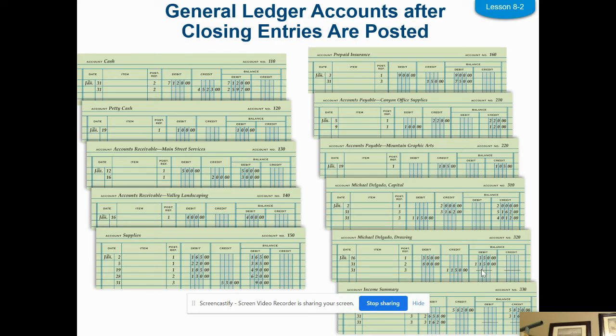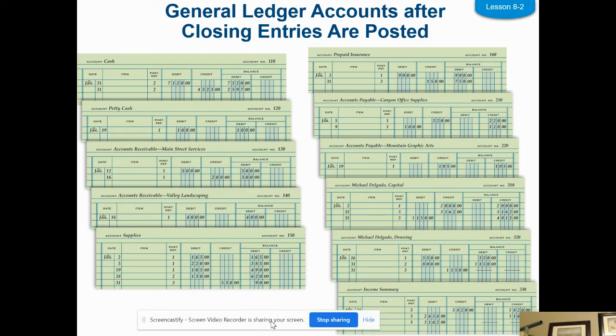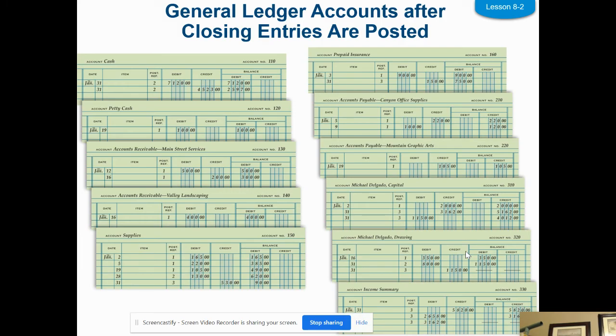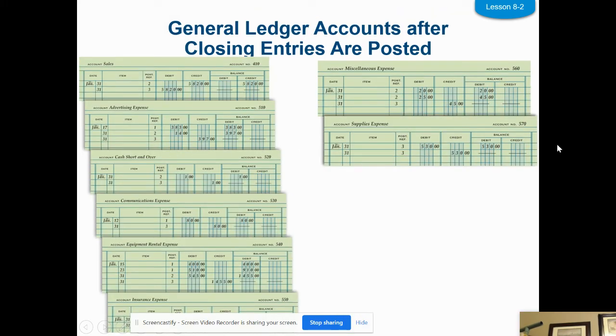Now notice how we've drawn double lines through the debit and credit areas on the ledger for all of the temporary accounts. So there's drawing, income summary ended up with 0, correct? Let's see. Here's my sales, my expenses. They all ended up with 0 balances, and we put double lines in there to show that the balance has not been omitted, because if we just left that blank, somebody would think that we'd made a mistake. The balance has not been omitted, but we're zeroing out all of those temporary accounts.